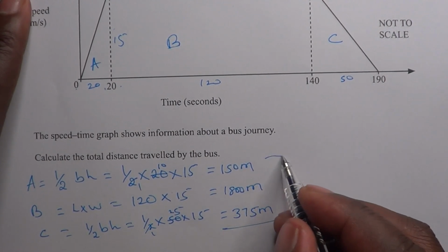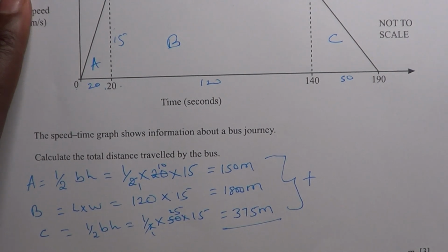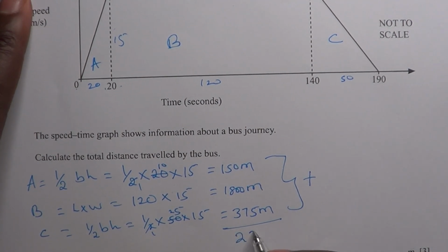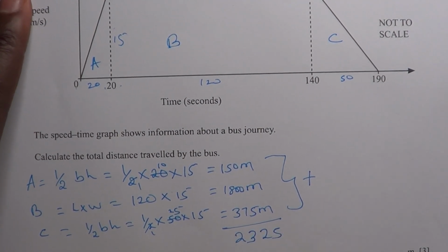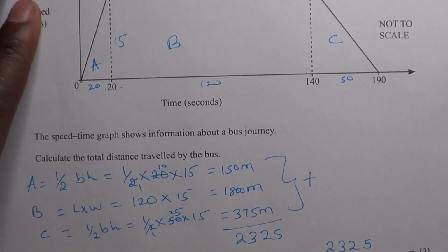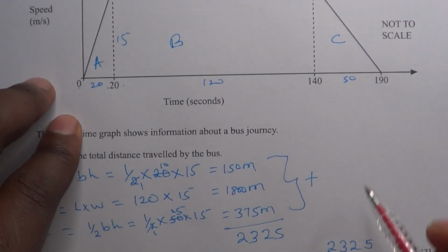So for the total, we add all of these: 150 plus 1800 plus 375. You get your answer to be 2325 meters. Or you can pick the area of a trapezium, that's option B.